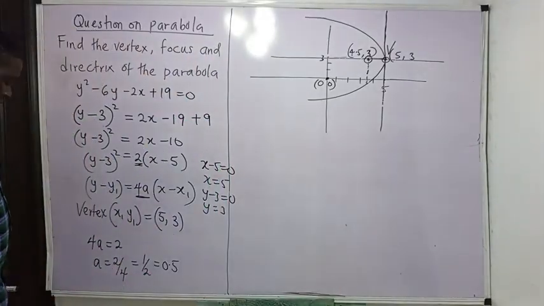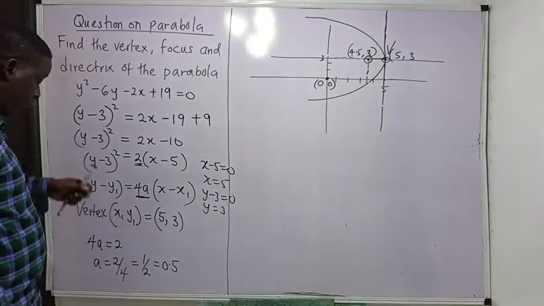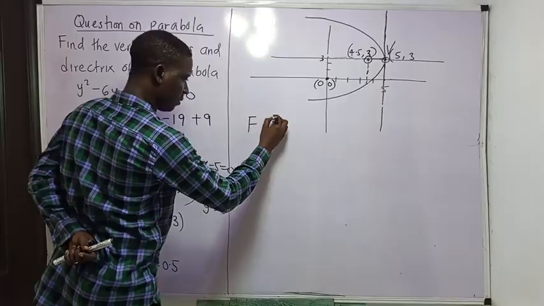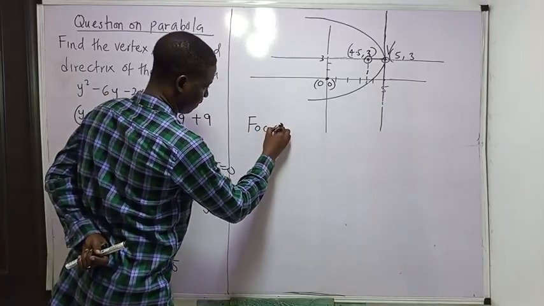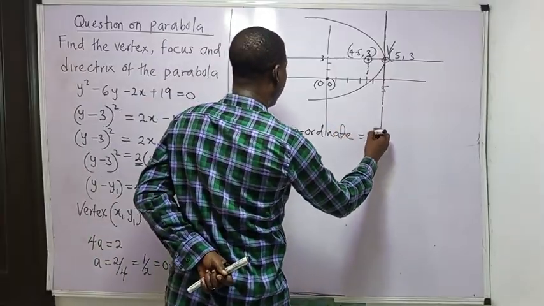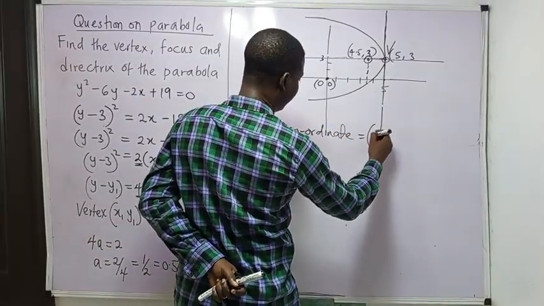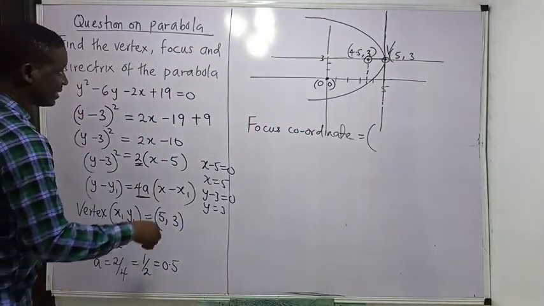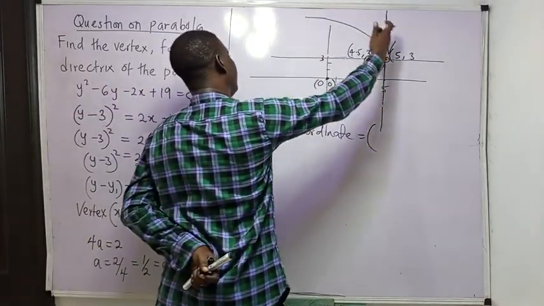Now, if you want to get it directly from the formula, you can say F equals, the focus coordinate can be calculated by doing it like this. Because it lies along the x-axis, that's why we even open it like this.